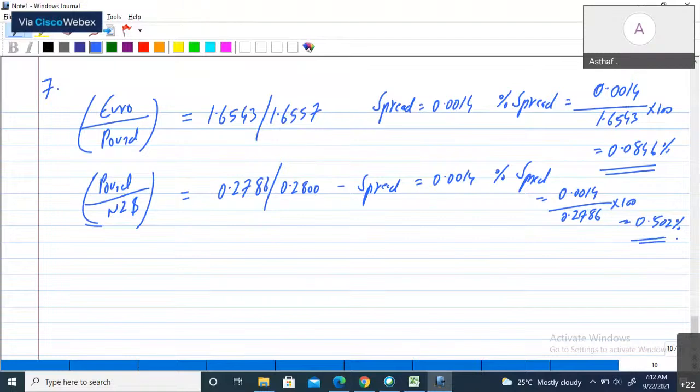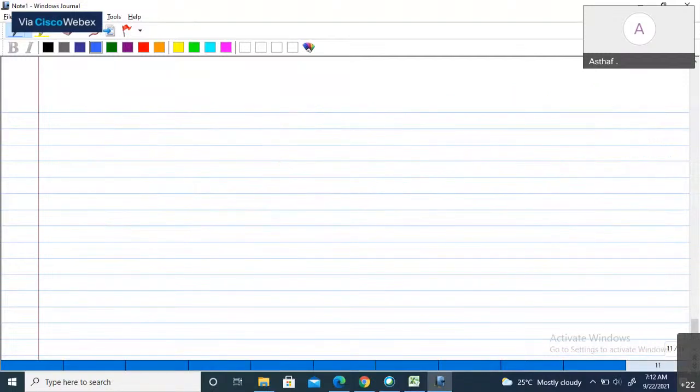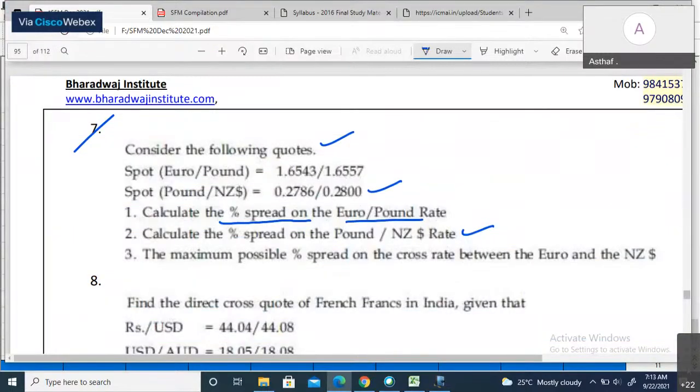This is not the main question of this area. In this question, this is not the main part. Next only is the main area. So what is the next main question? Yes, my dears. The next main question is, what is the possible rate? The cross rate. They are asking for the cross rate.